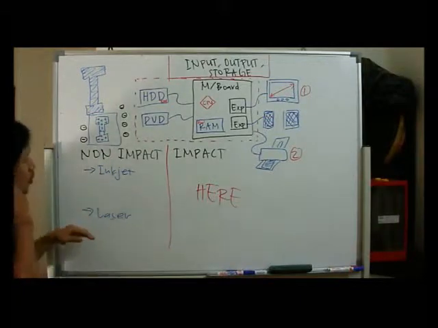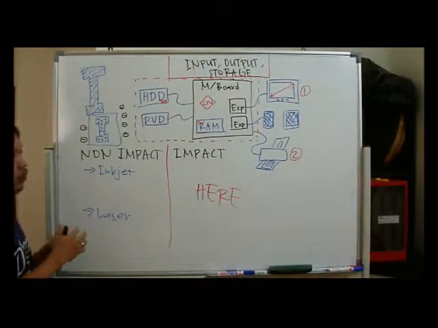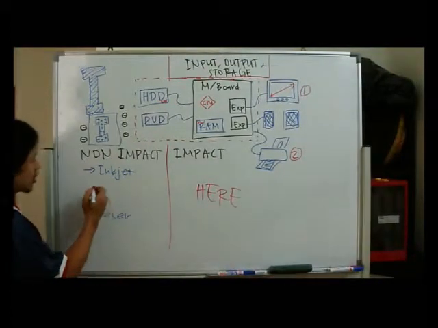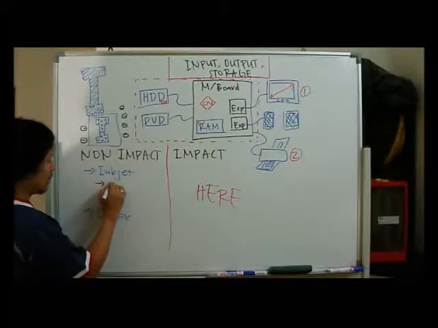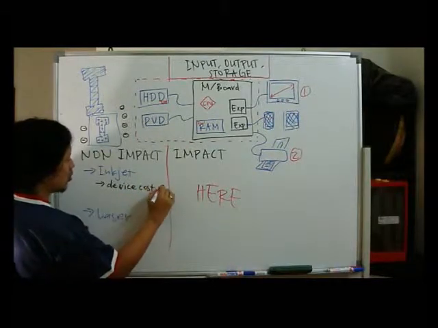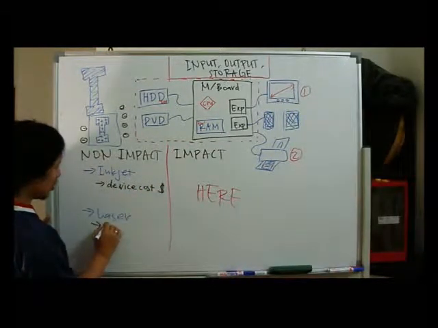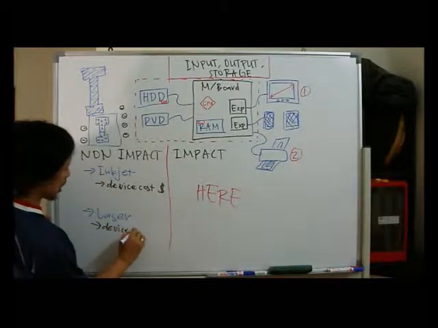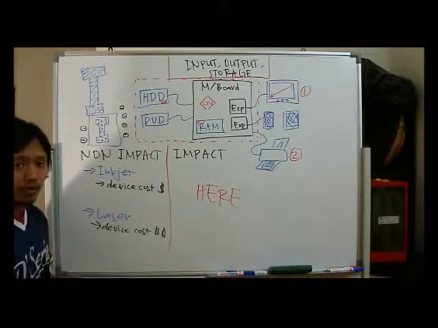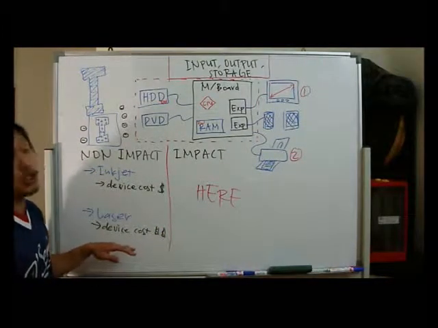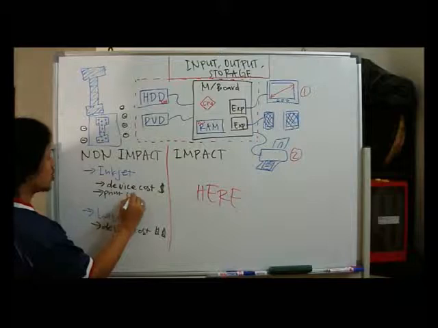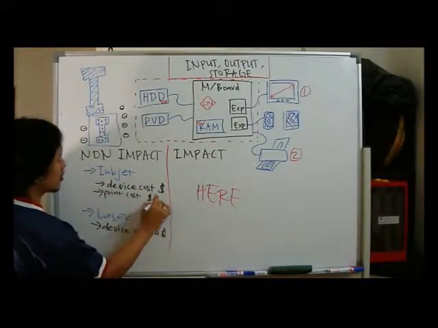Anyway, these two are of course the most popular with regards to home printing and small office printing. So this is cheaper to own. Device cost is low. This one, device cost is higher, although there are exceptions, of course. There are newer printers where this might be cheap as well. But print costs, this one is relatively higher compared to this one.